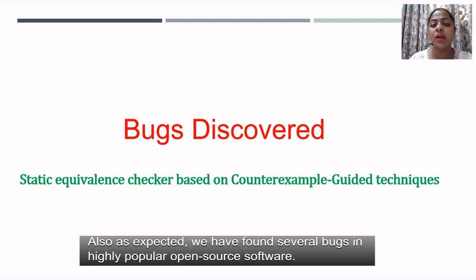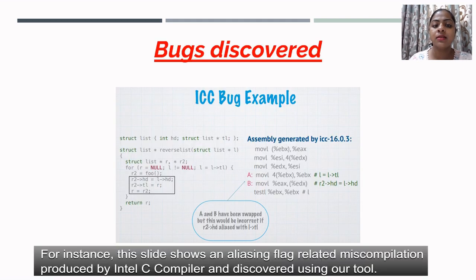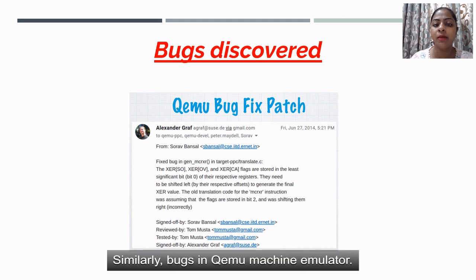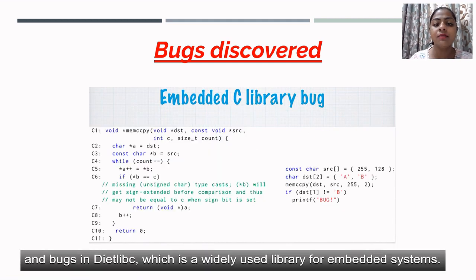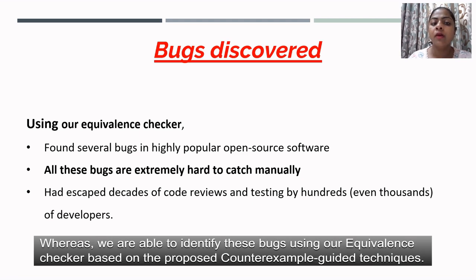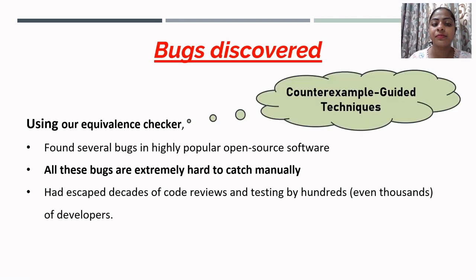Also, as expected, we have found several bugs in highly popular open source software. For instance, this slide shows an aliasing flag related miscompilation produced by Intel C compiler and discovered using our tool. Similarly, bugs in the QEMU machine emulator and bugs in uClibc, which is a widely used library for embedded systems. All these bugs are very subtle, and that is why they had escaped years of code reviews and manual testing, whereas we are able to identify these bugs using our equivalence checker based on the proposed counterexample guided techniques.